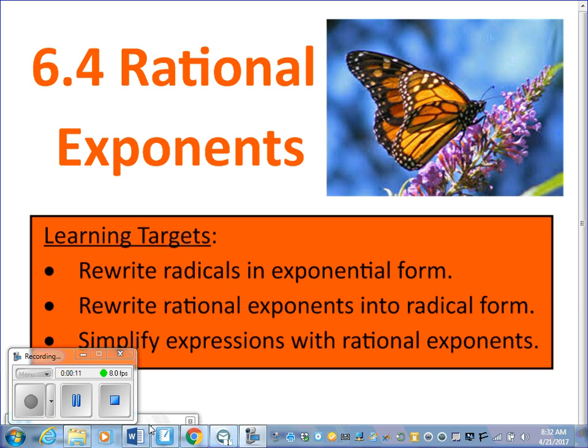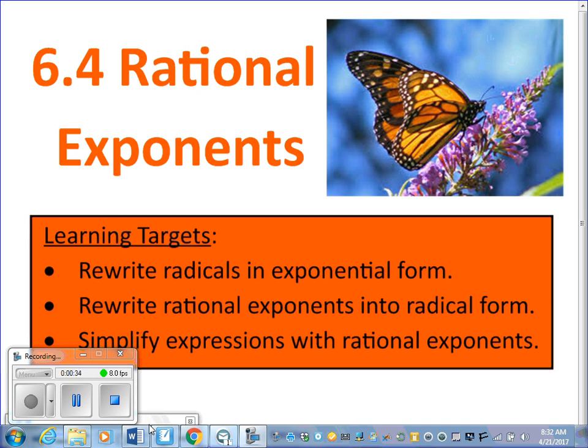All right, so we're going to rewrite radicals in exponential form. We're going to rewrite radicals or rational exponents into radical form. And then we're going to simplify expressions with rational exponents. So today's focus is just in the rewriting phase. Got that? Only in the rewriting. We're going to look at the simplification part, which is a little harder, on Monday.